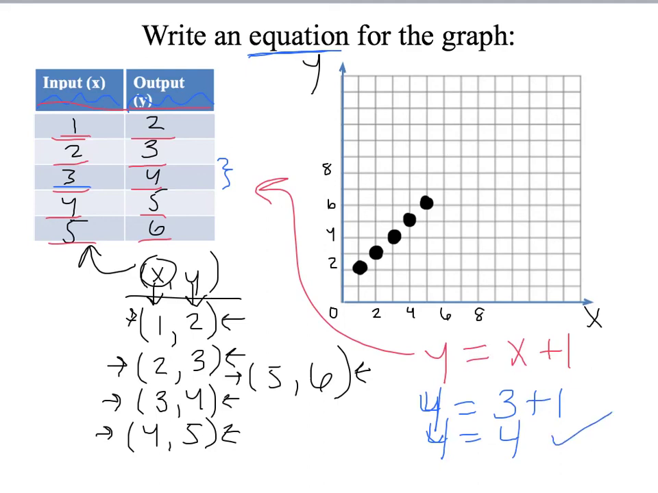Make sure you go through and check a couple other points, because in order for that to be an equation or a rule for that graph, it has to be true for every single point.